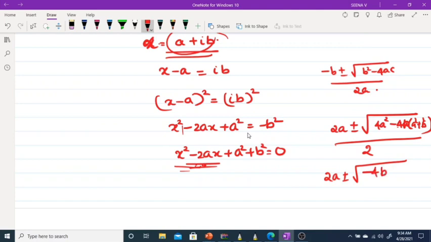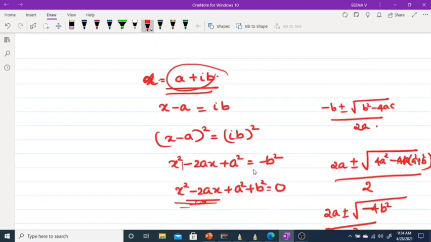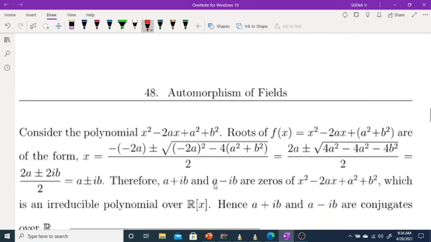This is minus 4b squared divided by 2. That is 2a plus or minus 2bi by 2. This cancels, and we get a plus or minus bi. So a plus bi and a minus bi are roots of this polynomial. Okay, that's here. So consider the polynomial x squared minus 2ax plus a squared plus b squared.